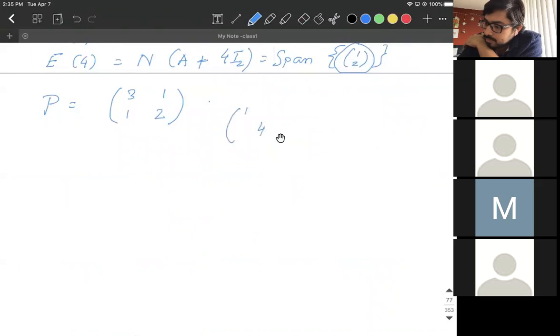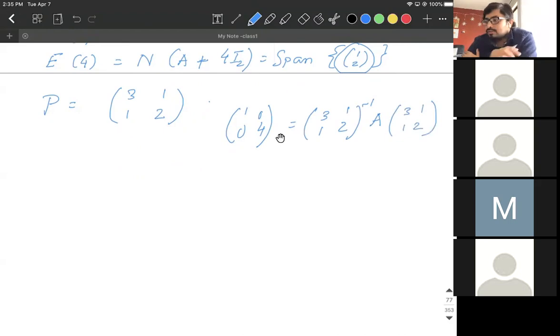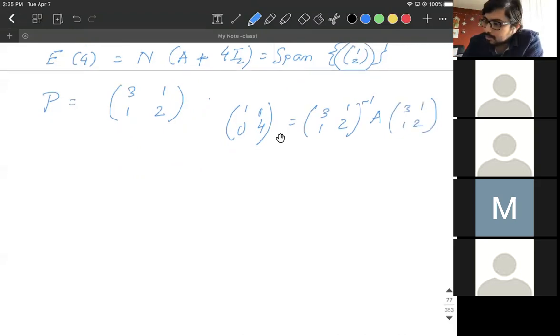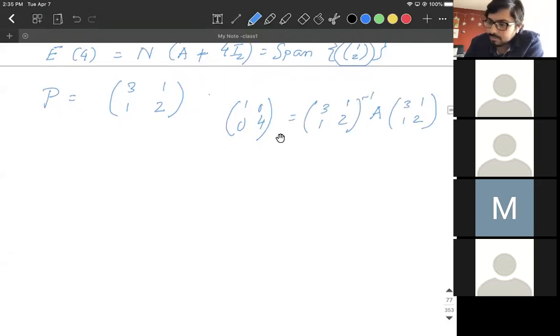So 1, 4, 0, 0. So this is equal to, was it P inverse AP? Yeah. So, 3, 1, 1, 2 inverse times A times 3, 1, 1, 2. So this is one diagonalization, but it will also depend on how you write down the eigenvalues for the diagonal matrix.